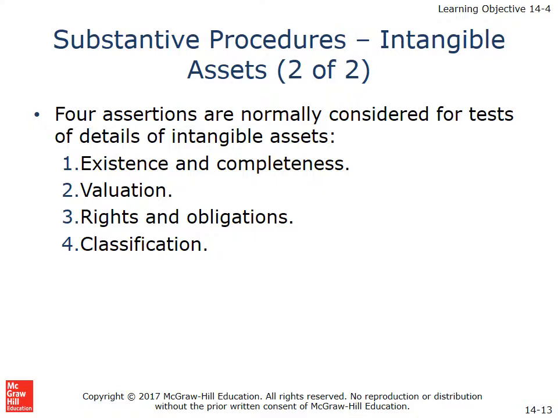We read the minutes of the board of directors meetings and communicate with the entity's counsel to determine if there is any pending obligation. Do they have a right to have this asset? And classification. The auditor's concern is that the different types of intangibles are identified and accounted for properly. Okay, so these are the areas we're looking at during our substantive procedures.